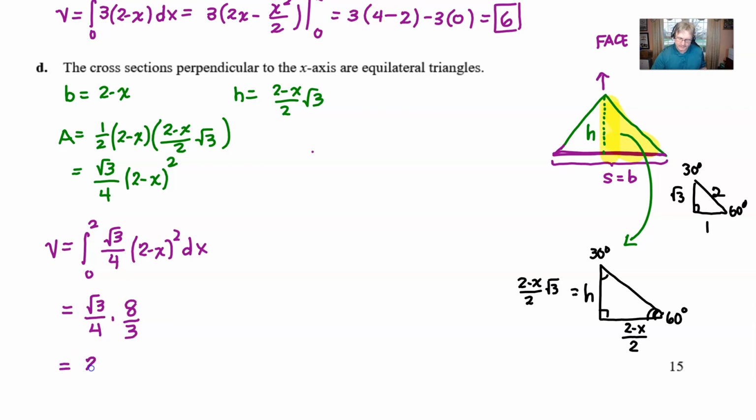And so our final answer would be 2 square root 3 over 3. And there you have it. That, folks, is how you get the answer without reinventing the wheel. All right, let's move on to our problem 2.